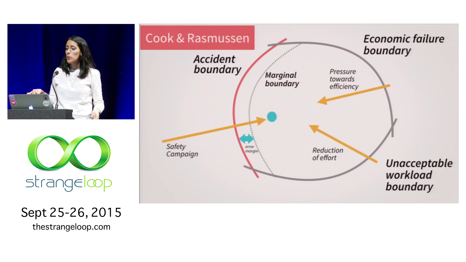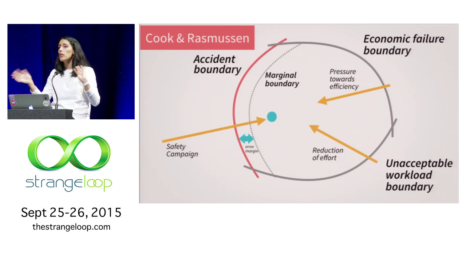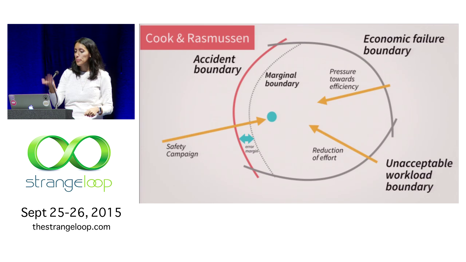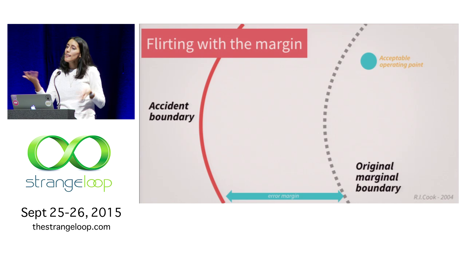So the operating point is always in motion. It always moves. And then at some point, we may or may not cross the accident boundary, depending on our position relative to the marginal boundary. So say that we were to zoom in on the accident and the marginal boundary relationship. We are really getting used to not having outages, and our operating point is in an acceptable place, which is inside the marginal boundary.